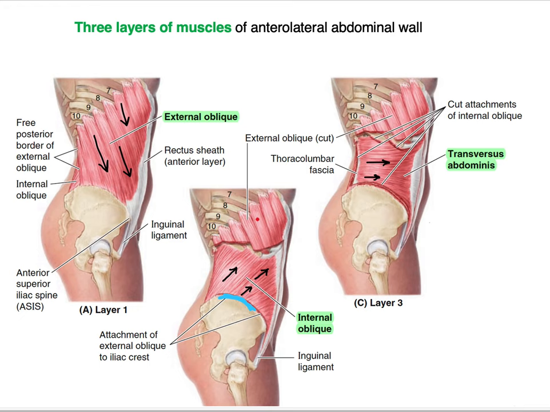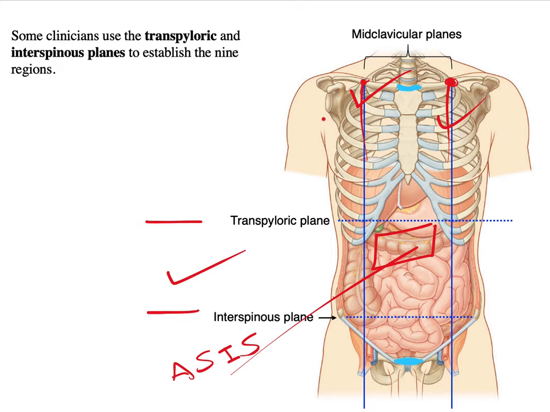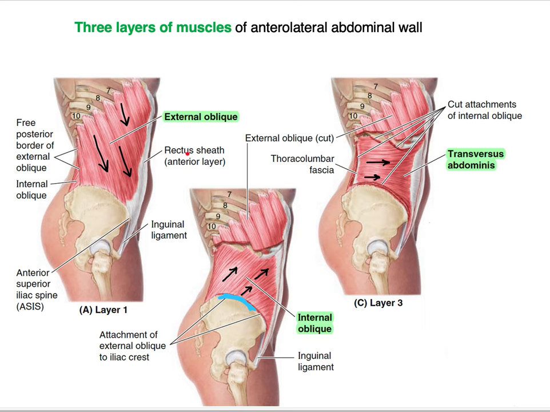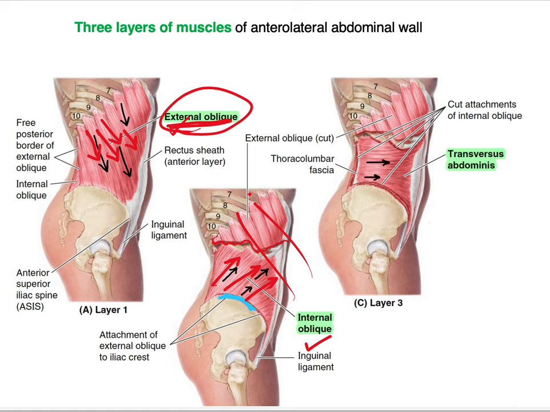So this is an important part of our body. Guys, let us now move deeper. We mentioned skin and superficial fascia, but we also have a muscular layer, three layers. The first, most external one is the external oblique muscle. Look at the direction of the fibers: downward, forward, and medially. Let us cut this muscle. You will find another one deep to it, which is the internal oblique. It also moves obliquely, forward and medially, but upward, not downward. So it's opposite to the external oblique, perpendicular to its fibers.